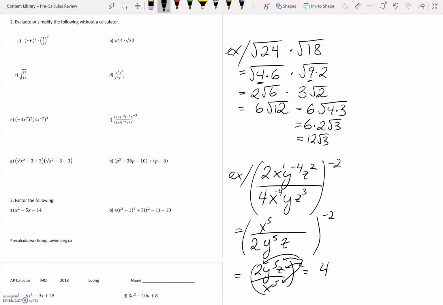So 2 to the power of 2 is 4. Remember, power to a power, you multiply exponents. So y is 5 times 2 is 10. Then z squared over x to the power of 10.